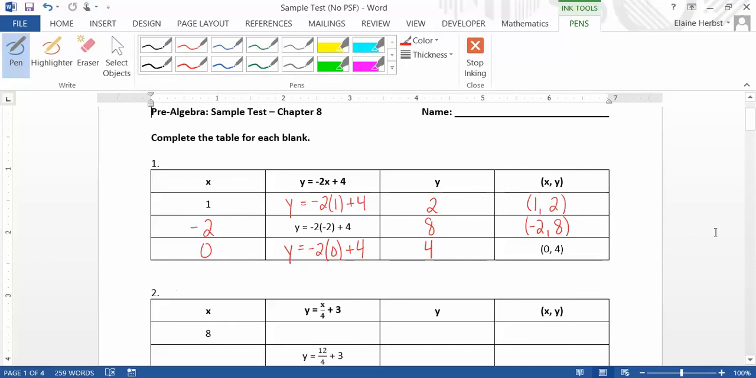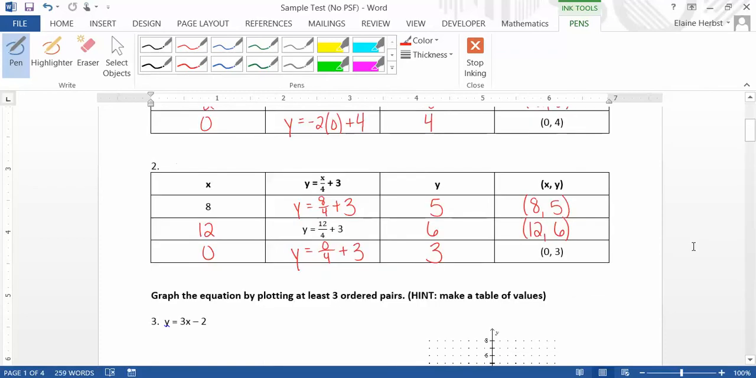So now that you see how to do that one, I'd like you to try the second one and then check your answers. Please pause the video here and then check your work. Here are the answers to the table for number 2. Make sure that you understand what x over 4 means. You know that's division. So when you're solving these problems, you're doing 8 divided by 4, 12 divided by 4, and 0 divided by 4 before you add the 3.